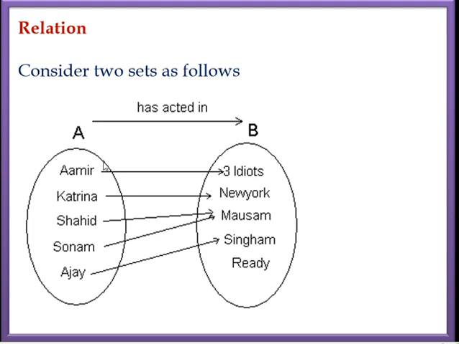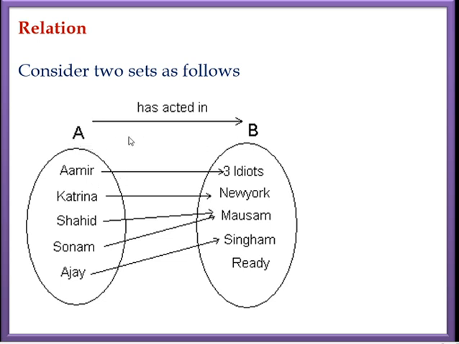Now, this is not the new slide which I have made. This is an old slide. That is why you can see movies like Three Idiots and New York and others. Okay. So here there are two sets, set A and set B.